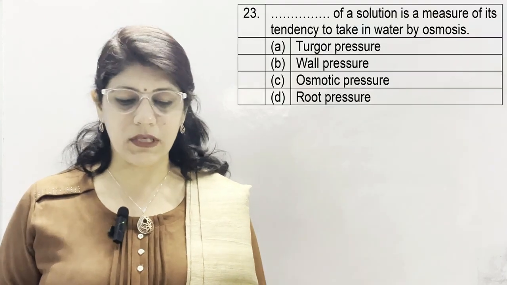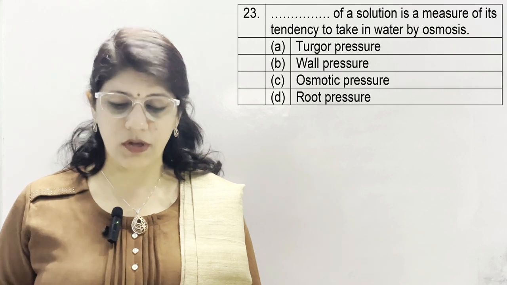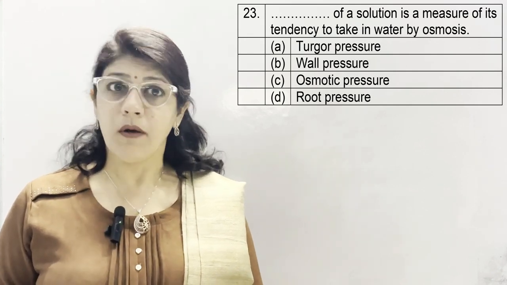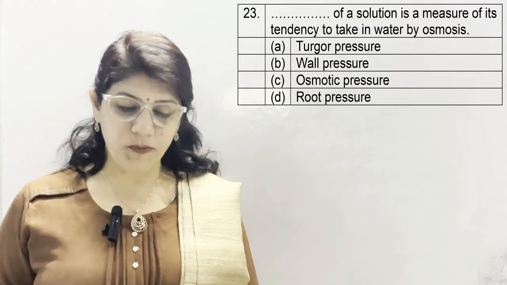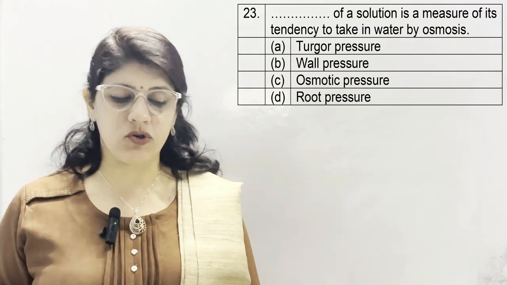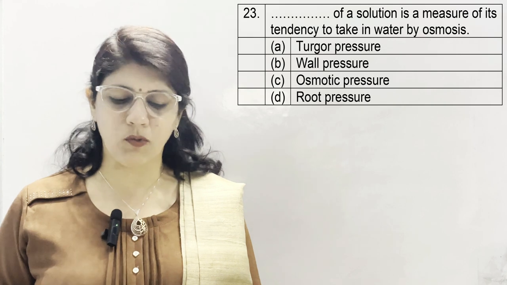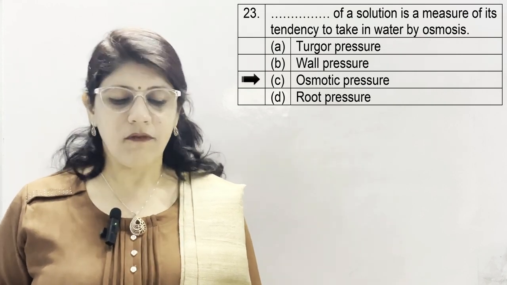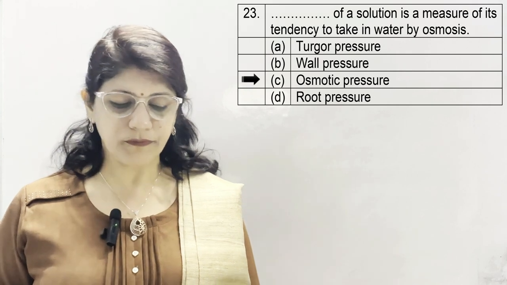In question number 23, dash of a solution is a measure of its tendency to take in water by osmosis. Options given: A, turgor pressure; B, wall pressure; C, osmotic pressure; and D, root pressure. The correct option is C, which is osmotic pressure.